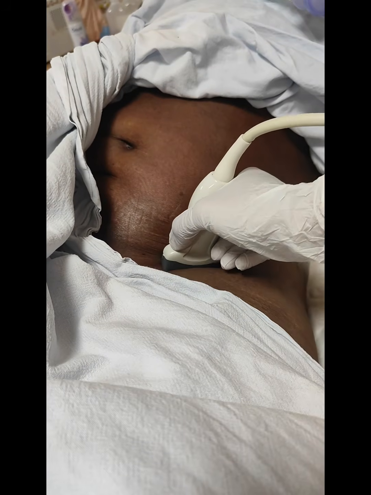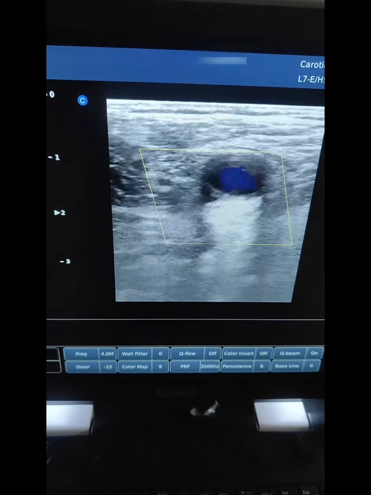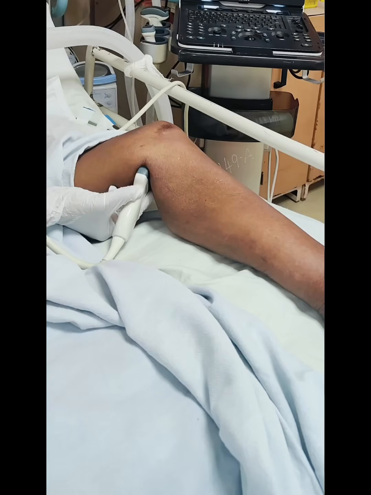Next is DVT scan. Place the linear probe transversely over the femoral crease. Once you find the artery and vein, try to compress the vein. Usually, if the vein is compressible, it suggests there is no DVT. Trace the femoral vein downwards towards saphenous and popliteal vein as shown in the image here.